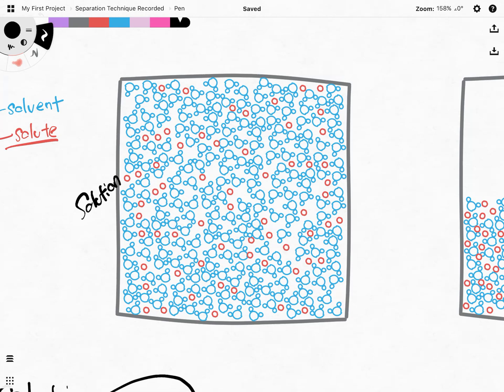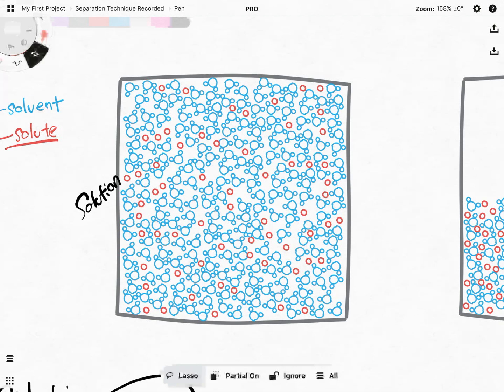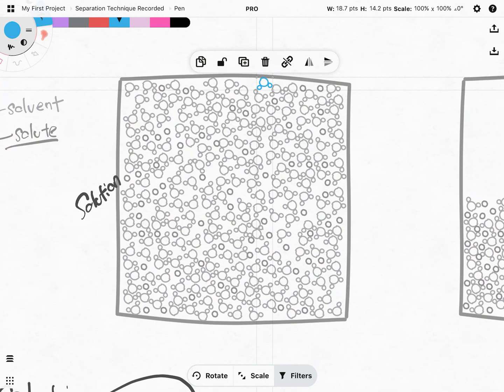In the solution, you find the solute particles and also the solvent particles. As I heat up this entire mixture, something quite interesting will happen. We learned in our previous chapters that when things heat up, they gain kinetic energy. When they gain kinetic energy, they move faster and further apart.